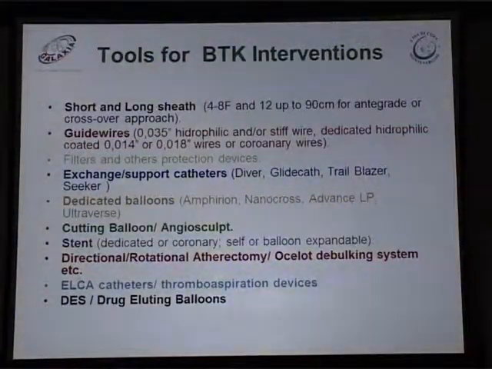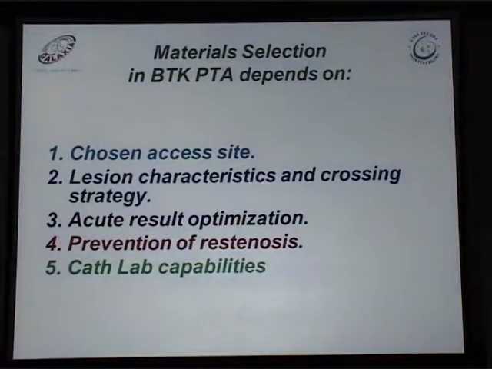dedicated or self or balloon expandable, and debulking materials like directional and rotational atherectomy, the oscillo debulking system, laser technique, thromboaspiration, and finally, drug eluting stents and drug eluting balloons. So, material selection in below the knee angioplasty depends on chosen access site, lesion characteristics, and crossing strategy, acute result optimization, prevention of restenosis, and of course, it's very important, cath lab capabilities.